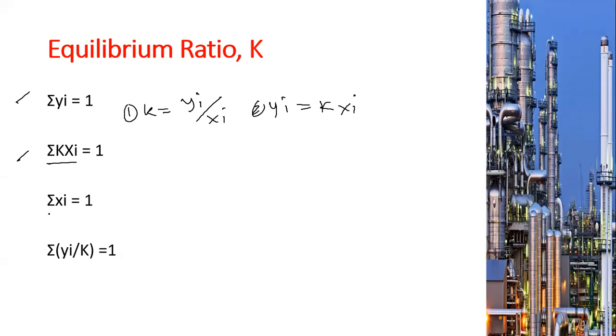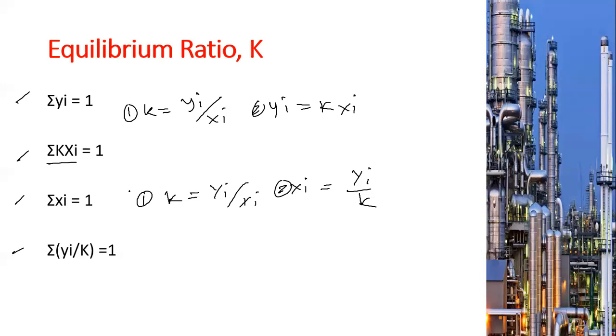And then, next is summation of x sub I is equals to 1. This is given. This is obvious. That's the definition of mole fraction. Kaya nga fraction, so ang sum ng lahat ng fraction is equals to 1. So, syempre, gagamitin din natin yung number 1. K is equals to y sub I over x sub I. So isolate natin yung x sub I. Ang x sub I is equals to y sub I divided by K. So ang summation ng y sub I over K is equals to 1. Question? Regarding the justification of these equations? So gagamitin natin yan later sa pag-solve ng problem.